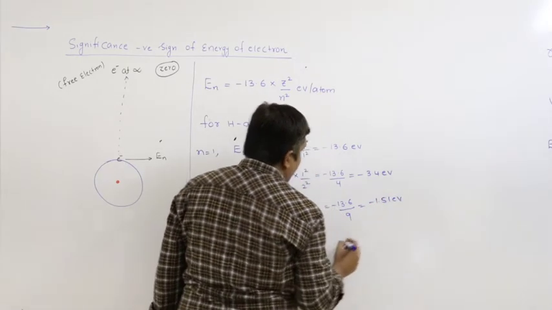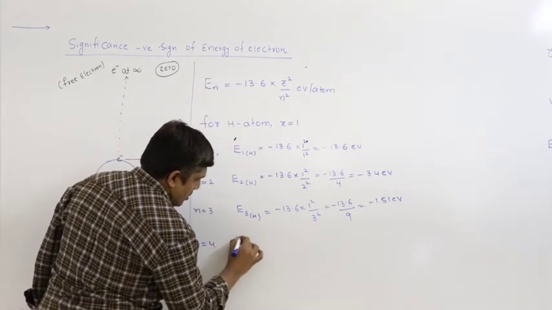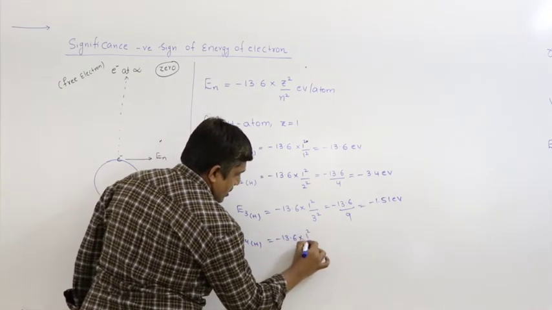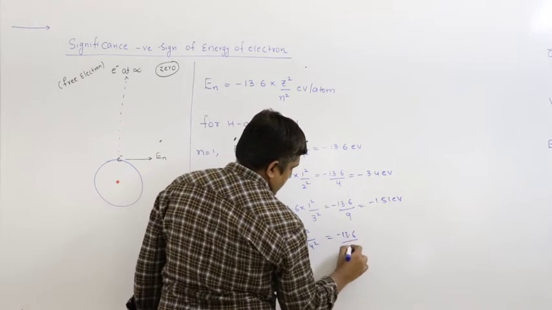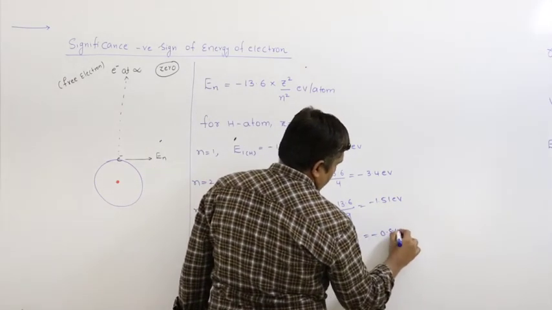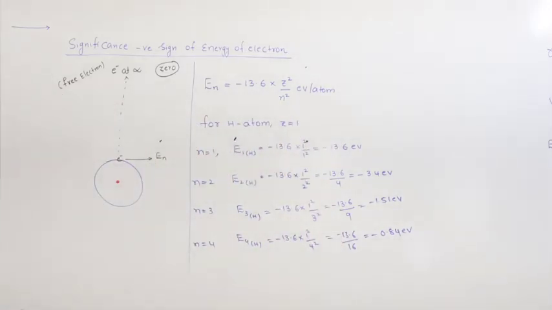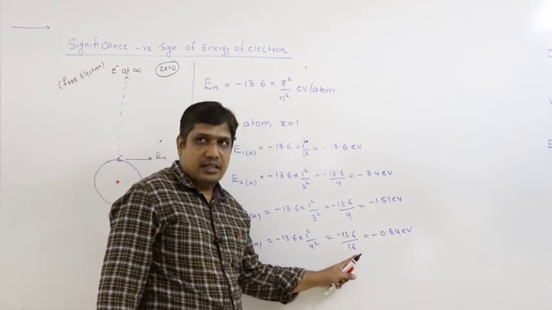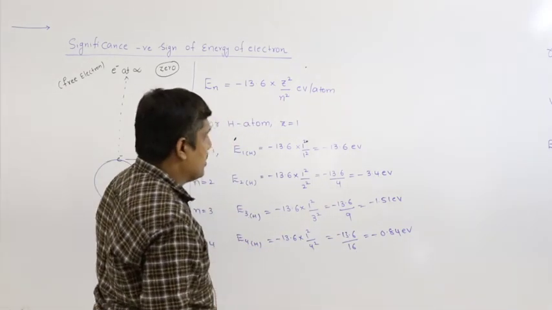1.51 electron volt per atom. For n equals 4, E4 is minus 13.6 by 4 squared, that is minus 13.6 by 16. I think approximately you will get minus 0.84, minus 13.6 by 16, right. So on you can calculate.